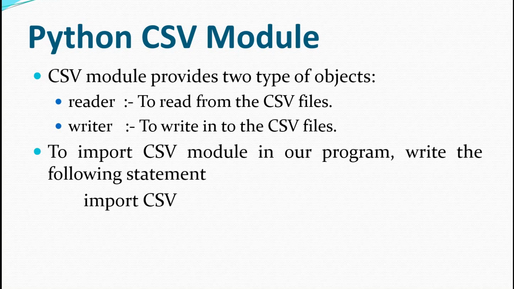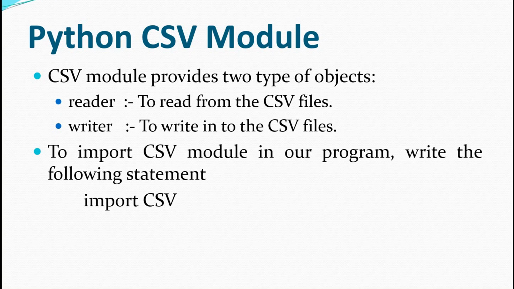Similarly, we have the random module, meaning the random library. In that we have the random function, the randint function, the randrange function, like this. So every module has its own functions. Similarly, we have the CSV module in Python that is only for data file handling.